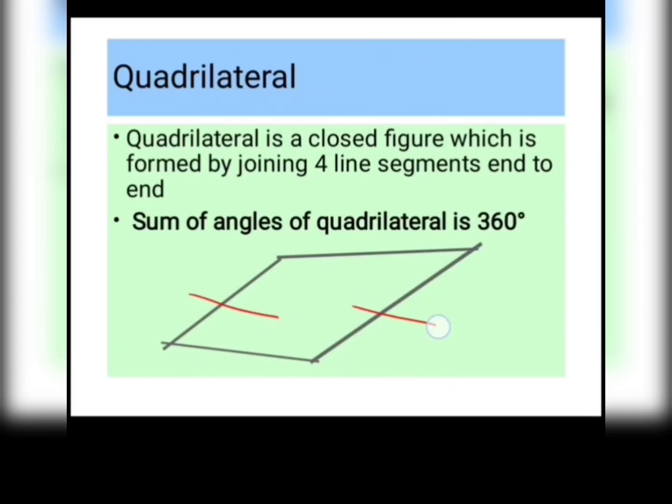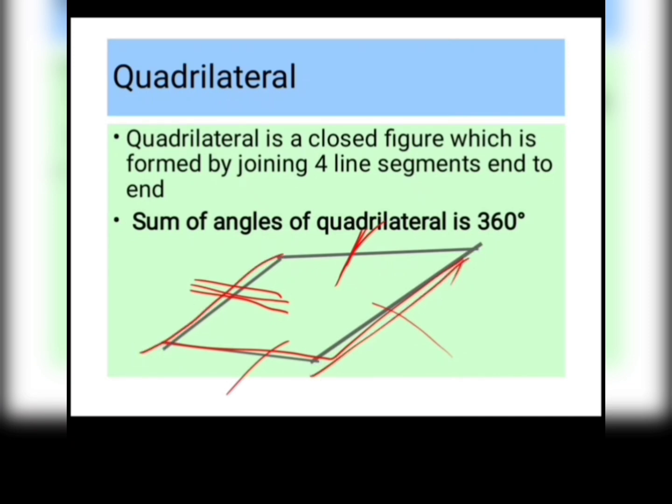These two sides, which are opposite to each other, are known as opposite sides. Similarly, these two sides are opposite sides. These two sides are called adjacent sides. If a side is attached to the other side, then they are known as adjacent sides. If a side is opposite to a side, then those are known as opposite sides.